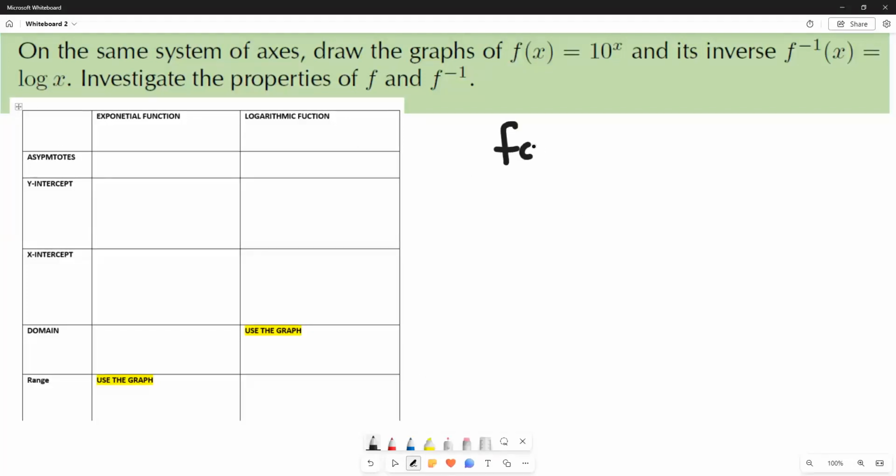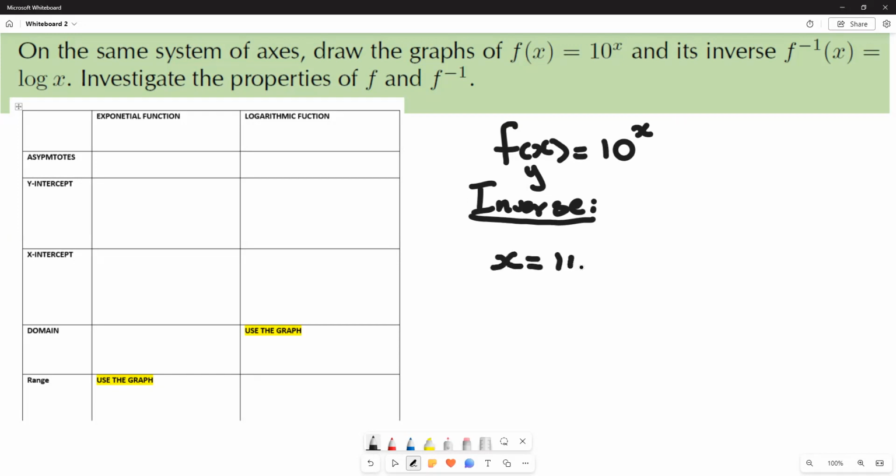Remember, we have f of x equals 10 to the power of x. Now I need to inverse this. I need to invert it. So for inverse, remember, this is y. So we have to switch x and y. So where there was y, I'm going to put x. Where there was x, I'm going to put y.